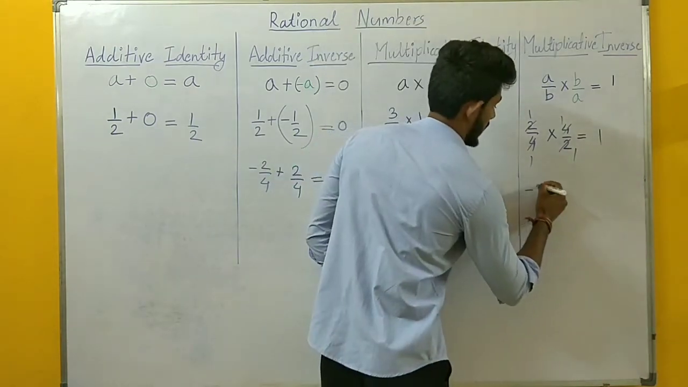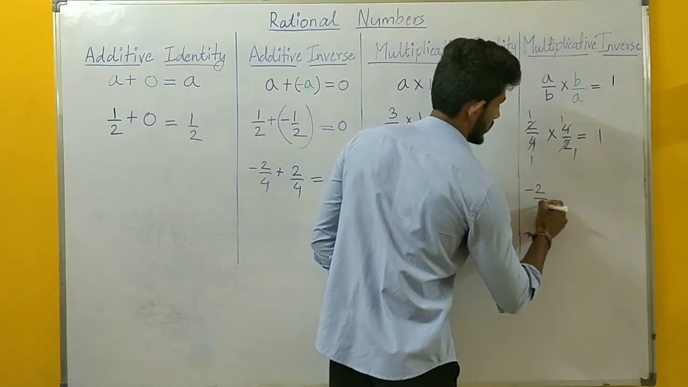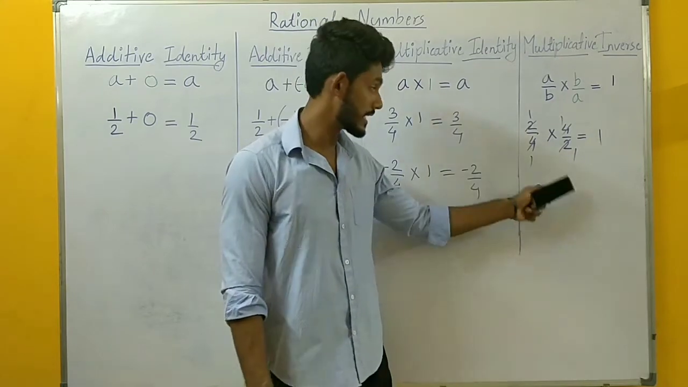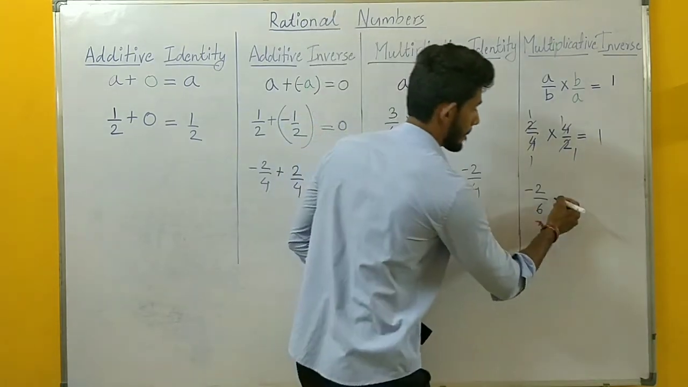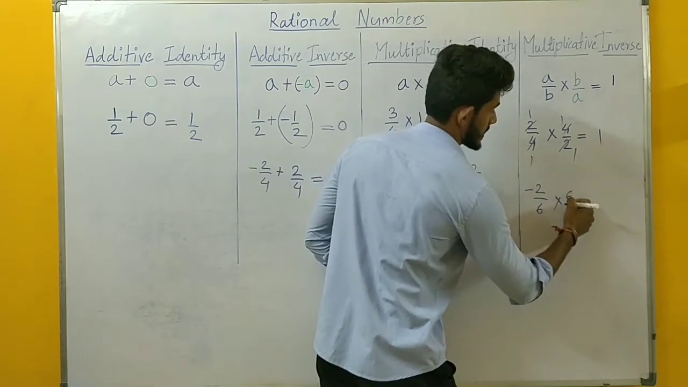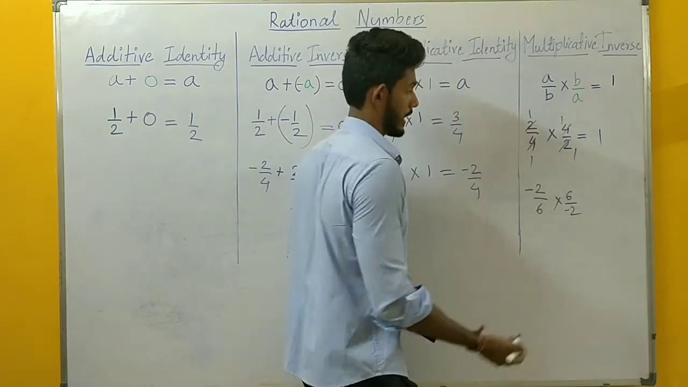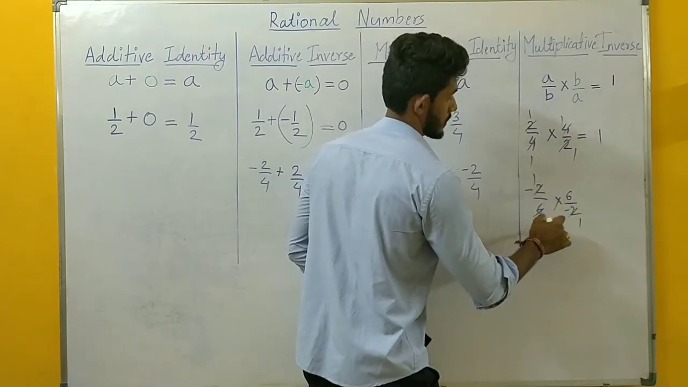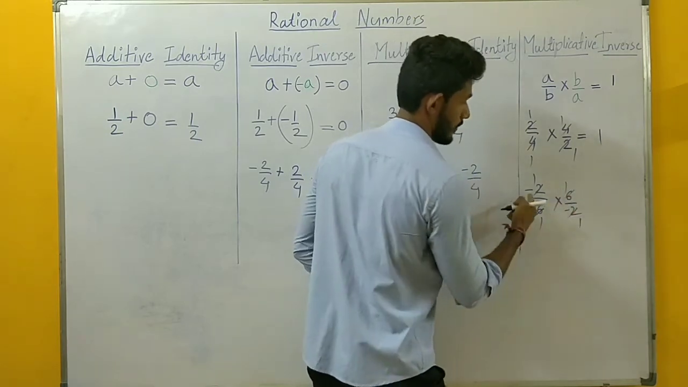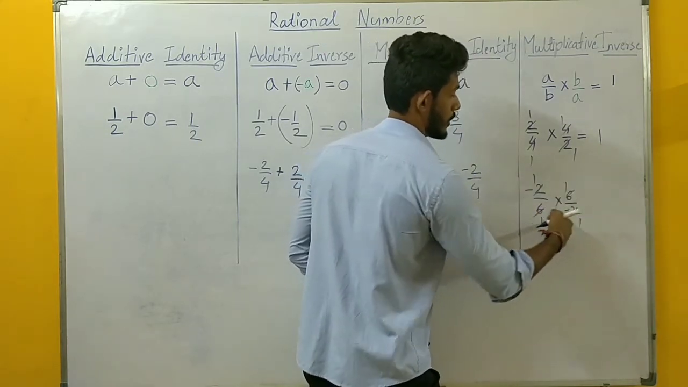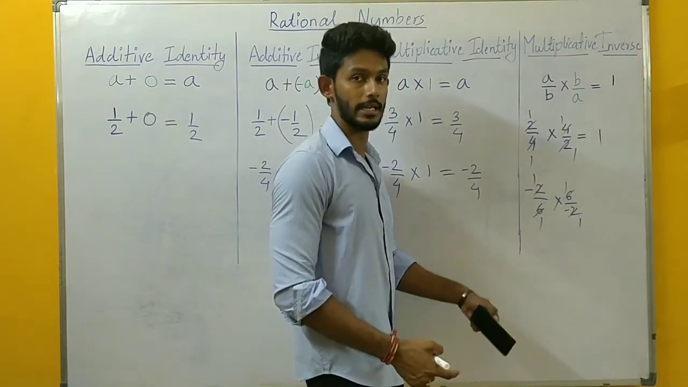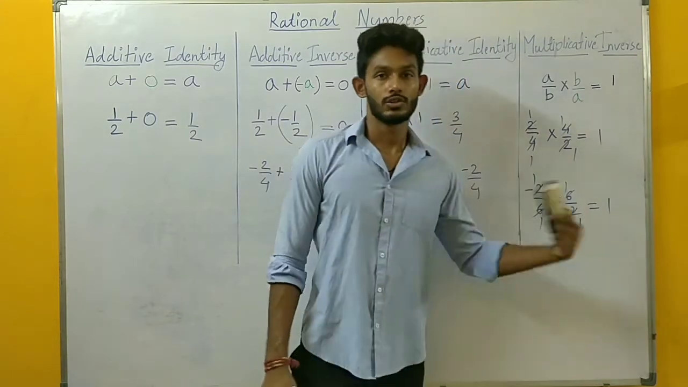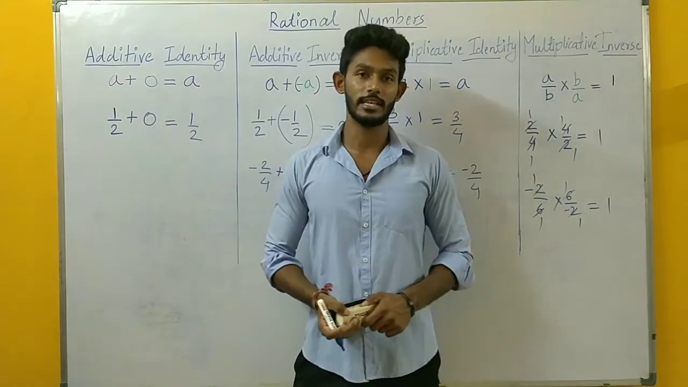Suppose I have negative 2 upon 6. Then the multiplicative inverse of this number will be its reciprocal, which is 6 upon negative 2. And we know that 2 ones are 2, 6 ones are 6, so we will get negative 1 upon negative 1, and a negative and a negative becomes positive. Therefore the answer will be 1. So now we are going to learn the next concept.